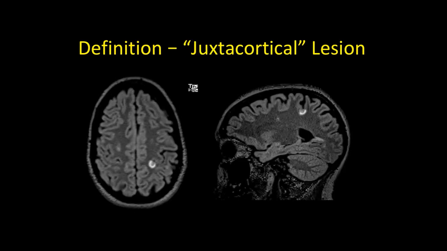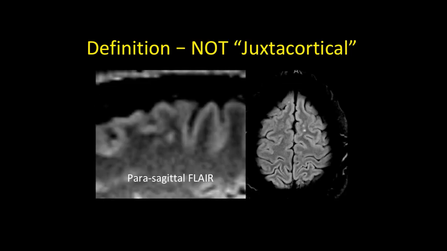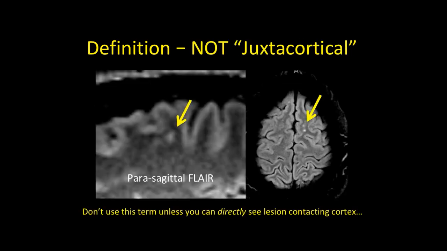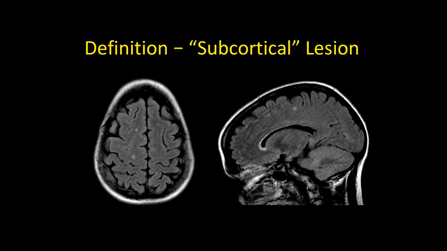Juxtacortical lesions are one of my favorite to look for in an MS workup case because these are very specific. And as you can see, with this lesion here, there is no normal white matter between the lesion and the cortex. And that is the definition of a juxtacortical lesion. These lesions here are not juxtacortical. These are subcortical. There are lesions here with normal white matter between the lesion and the cortex. So don't use the juxtacortical term unless you can directly see the lesion contacting the cortex with no normal intervening white matter. And again, here are subcortical lesions, not touching the cortex, not in the cortex, subcortical.